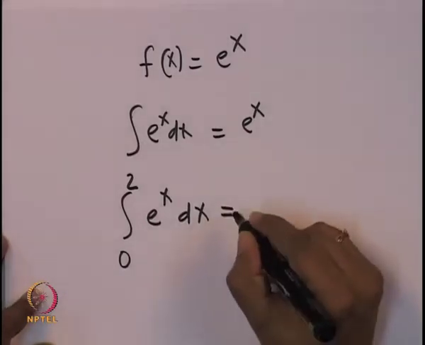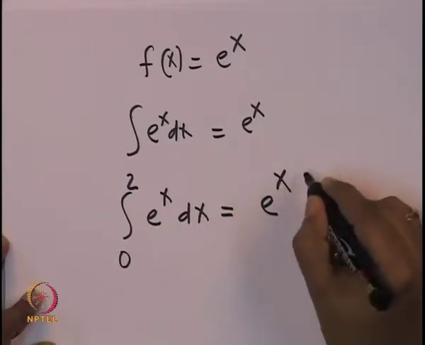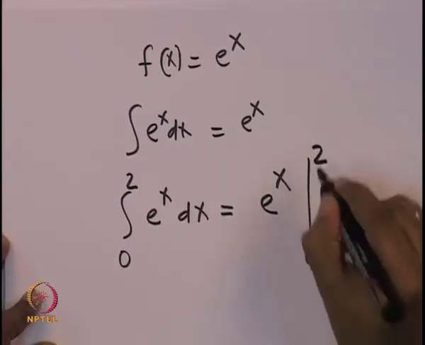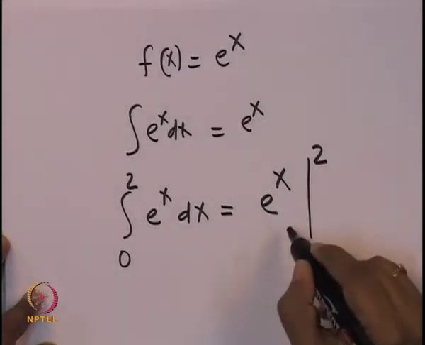Now, what is this? We said that this integral in the limits is e power x in the limit 0 to 2. So, this is the answer. Now, how do we apply the limit? What does this mean?